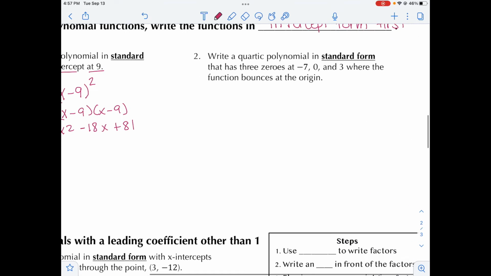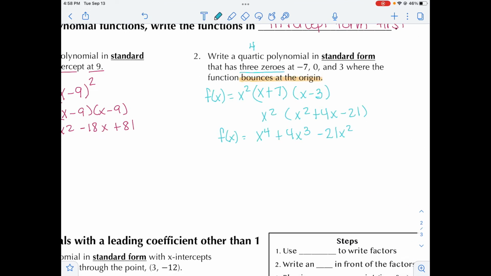All right, I want you to try this one and see how you do. So for number 2, we had to write a quartic polynomial in standard form. Quartic means 4. There are 3 zeros at negative 7, 0, and 3, where the function bounces at the origin. Well, if we think about what the origin is, we know that that is exactly where just x is. Now, we could also write that as x minus 0 to kind of help us and then simplify it later. Not necessary if you understand.